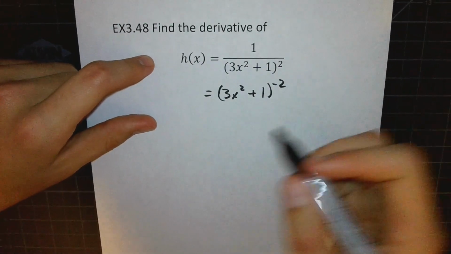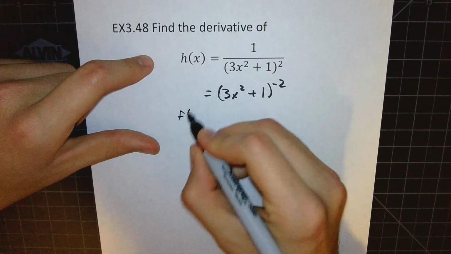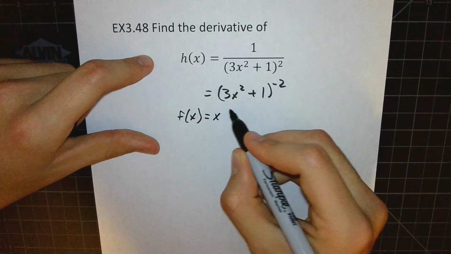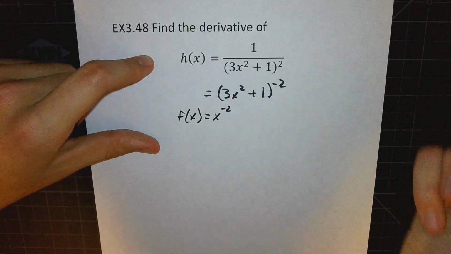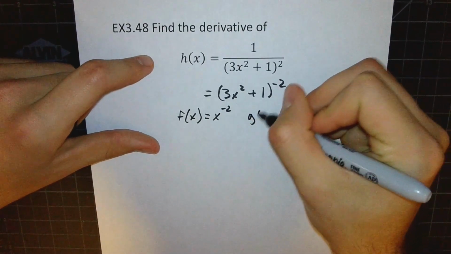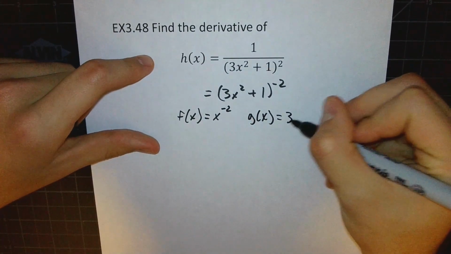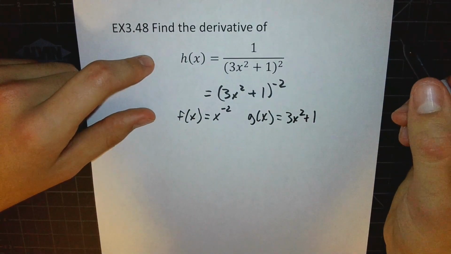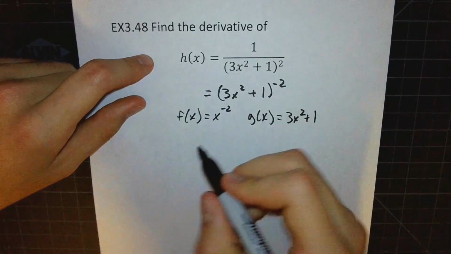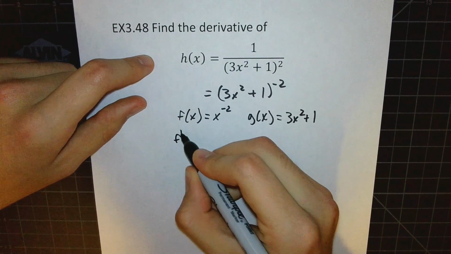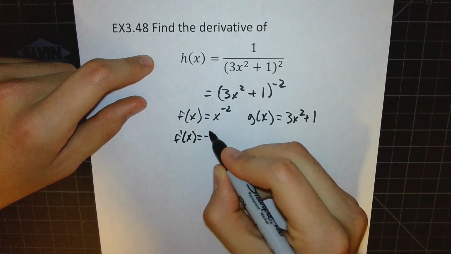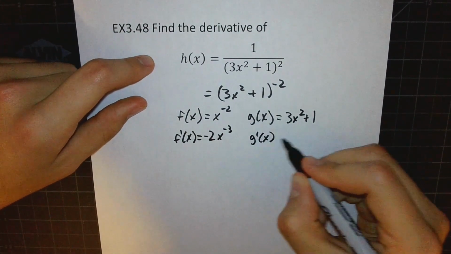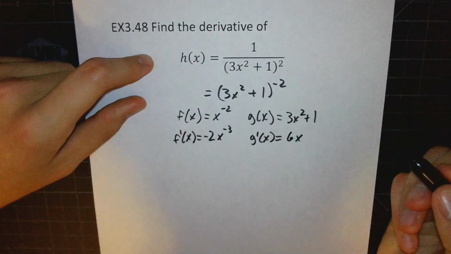So then we now know that our f of x, our outside function, is equal to x to the negative 2. And we know that our g of x is equal to 3x squared plus 1, right? So we'll end up having to take the derivative of both of these. So f prime of x, do our little power rule, negative 2 x to the negative 3. And here, g prime of x is going to be equal to 6x.